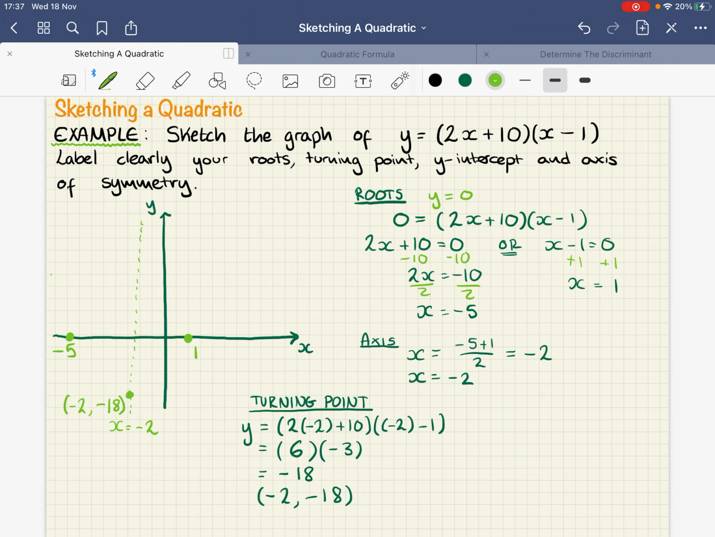And now I can just sort of start sketching that curve. I've got one more thing to find out, but I can now join those dots. The last thing I want to find out is that y-intercept.